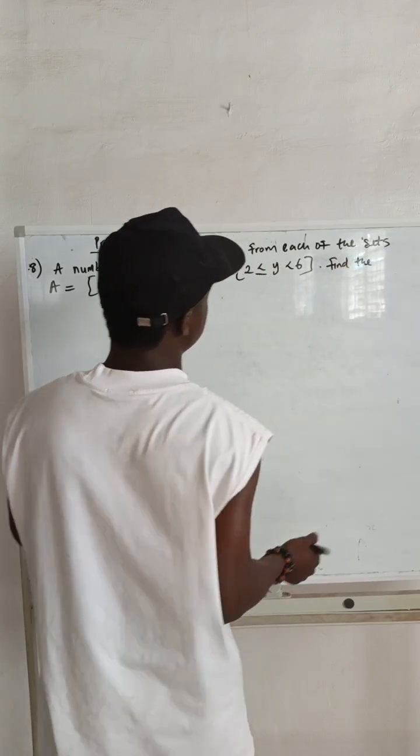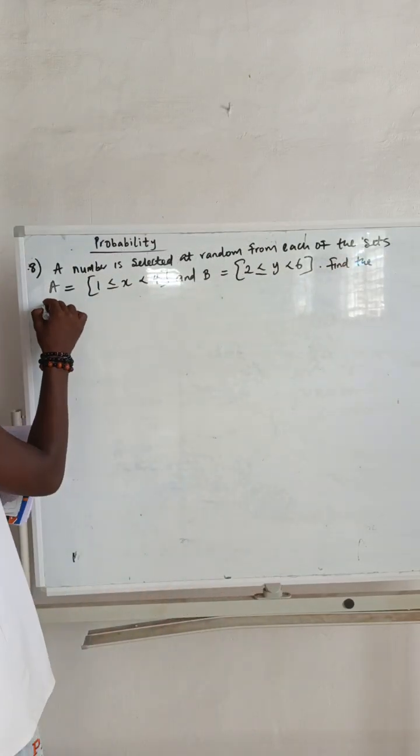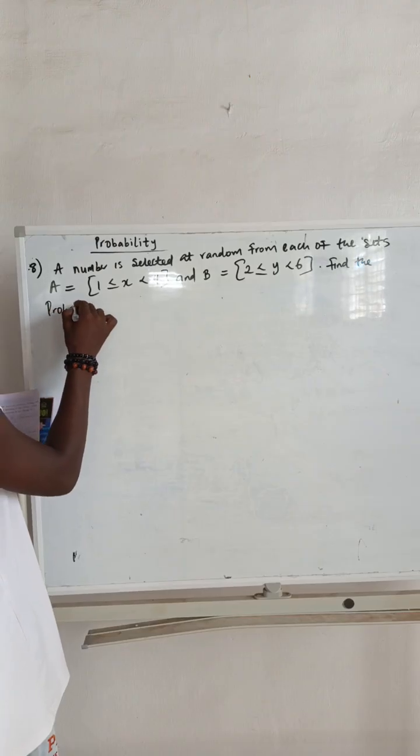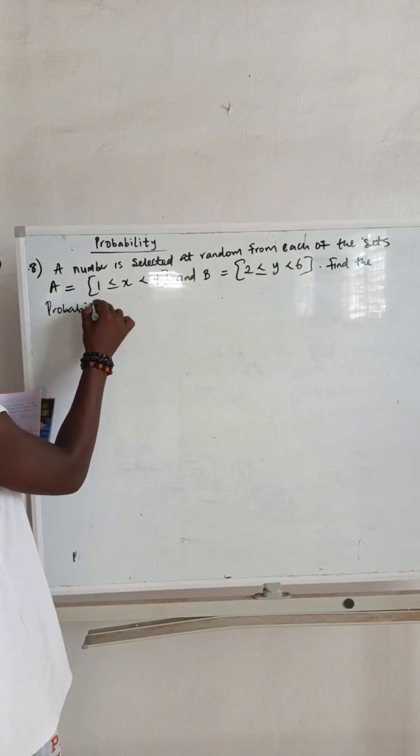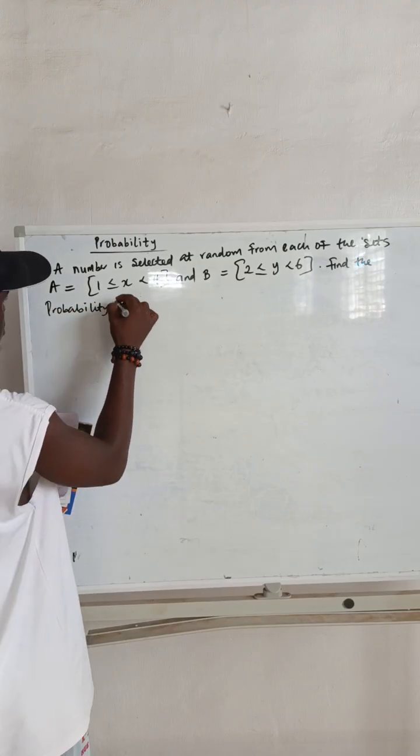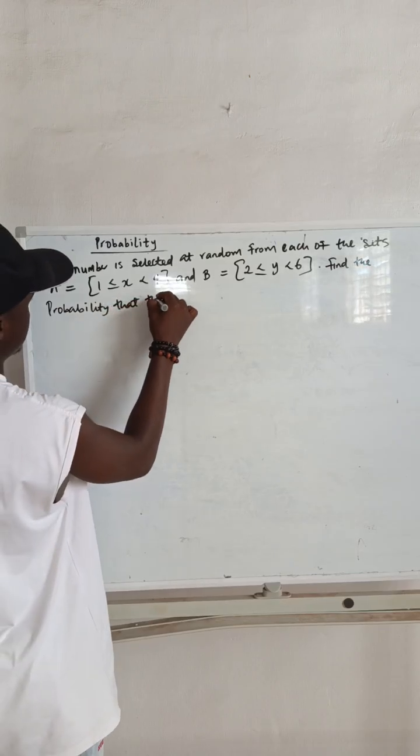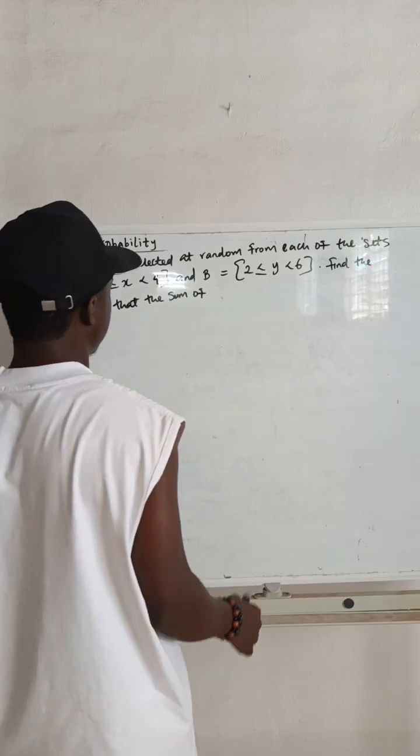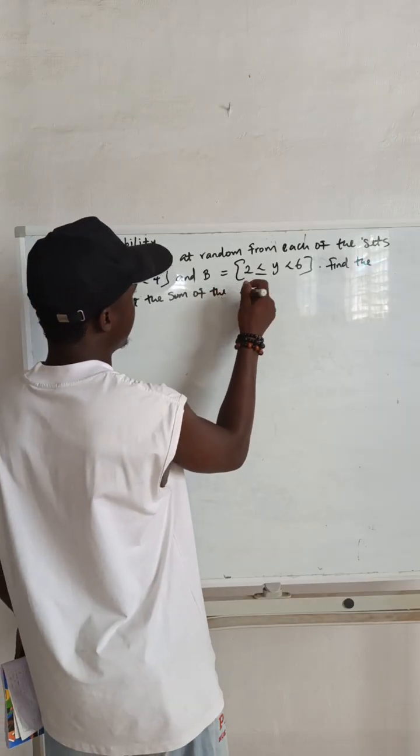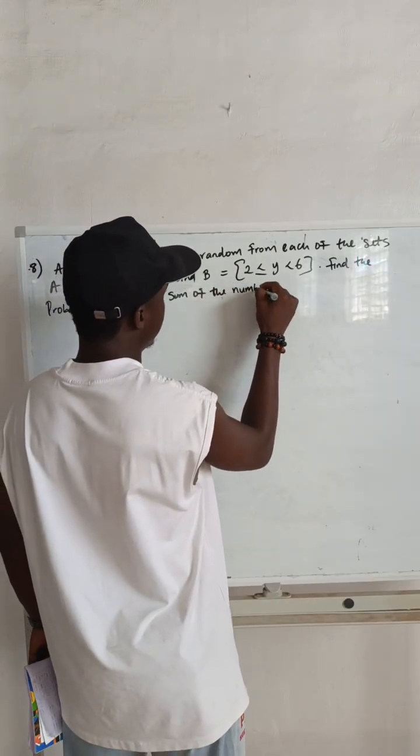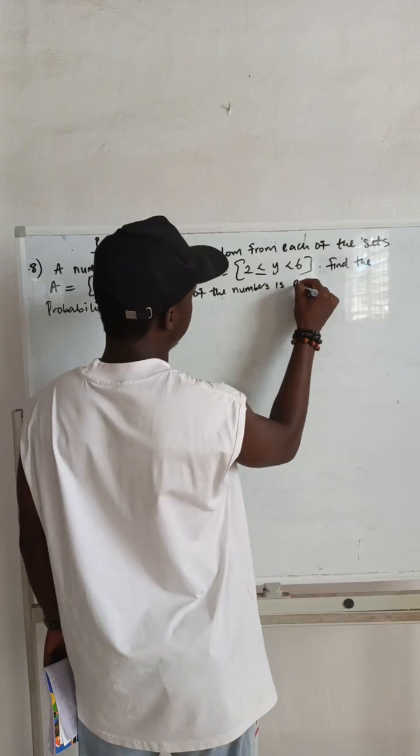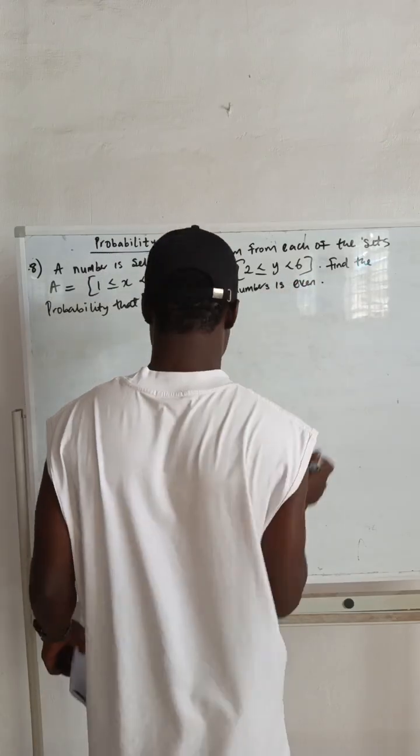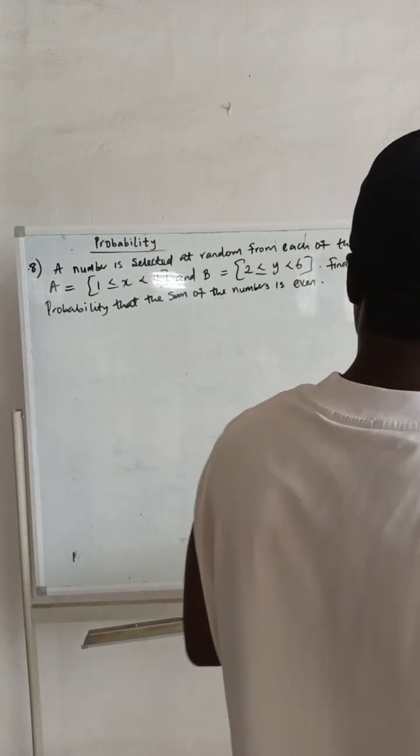Find the probability that the sum of the numbers is even.